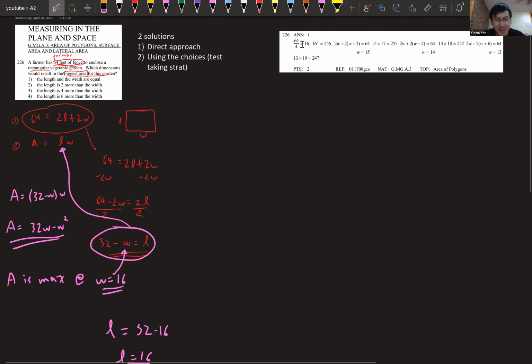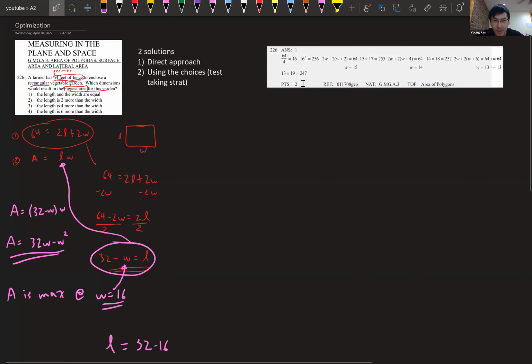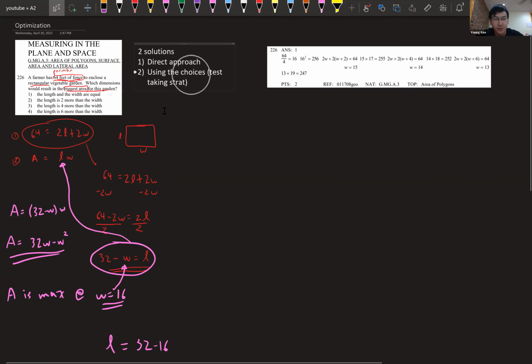So look over here. I pulled this up from the resource JMap. Very, very useful for those taking the Regents. I'll include a link to it. And this is the solution that they presented here. But now let me explain their method with more detail. So this is approach 2. Using the multiple choices is a test taking strategy.